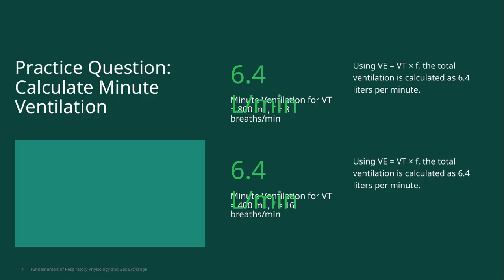Now, if we look at another scenario where the tidal volume is 400 milliliters, but the respiratory rate increases to 16 breaths per minute, the total ventilation still comes out to 6.4 liters per minute. This highlights a key point. Different combinations of tidal volume and respiratory rate can result in the same overall ventilation. It emphasizes the importance of understanding how the body can adjust these parameters to maintain adequate gas exchange, which ties back into how our respiratory system functions efficiently under various conditions.